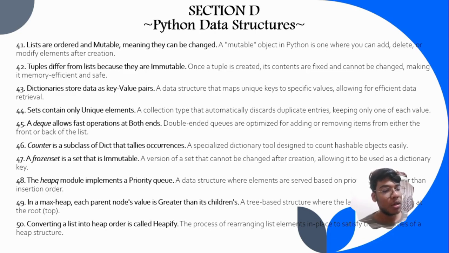Heap queue model allows us to organize data not by arrival time but by importance or values. So the heap queue model implements the priority queues. Here comes the turn for the 49th question, that is on max heap.